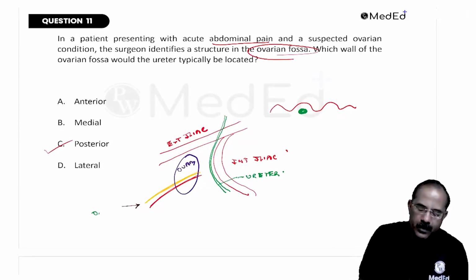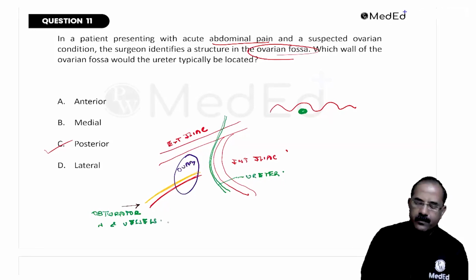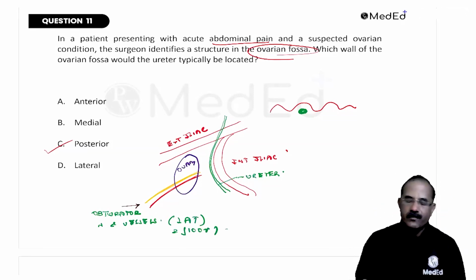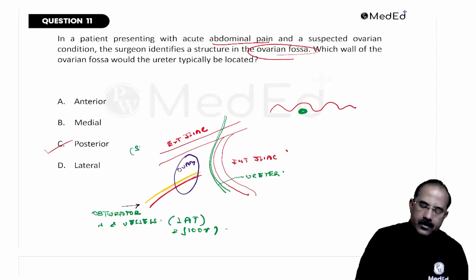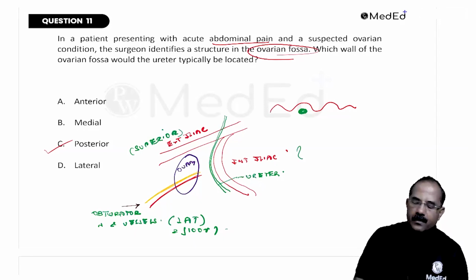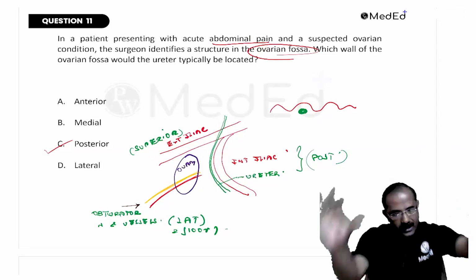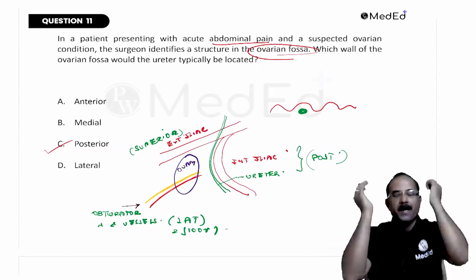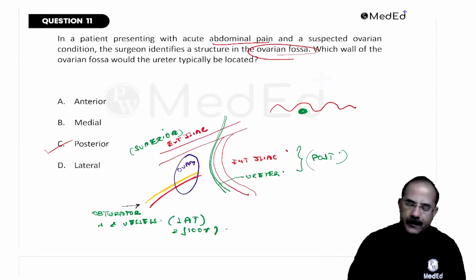This is the obturator nerve and vessels. So what is this? Laterally and the floor कौन है? Obturator nerve and vessels. External iliac is superior. Superior boundary of the ovarian fossa is formed by the external iliac. ये दो क्या बनाते हैं? They form the posterior boundary of the ovarian fossa. Clear है? So this area is the ovarian fossa. I hope I'm clear to all of you.